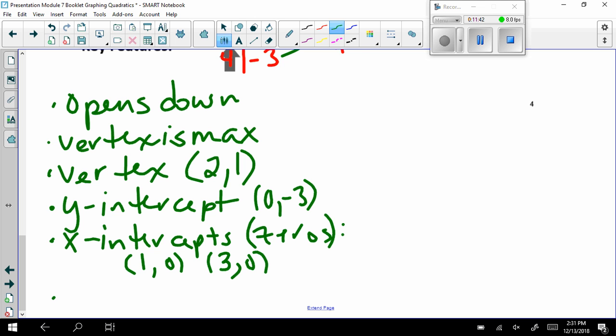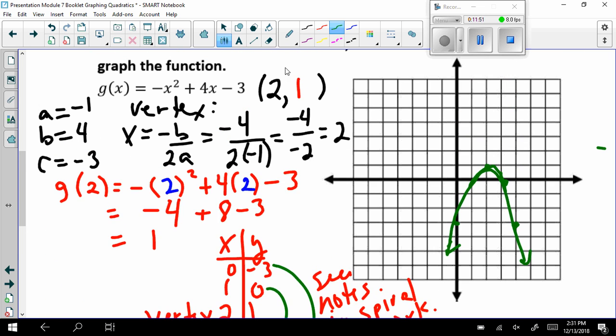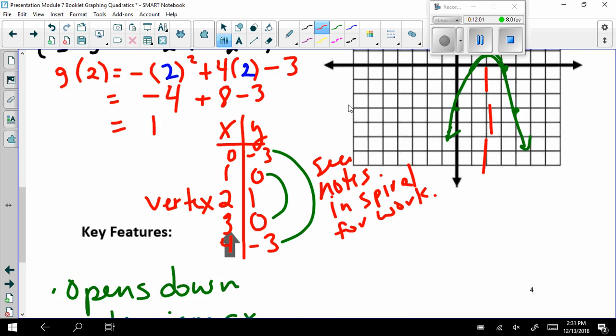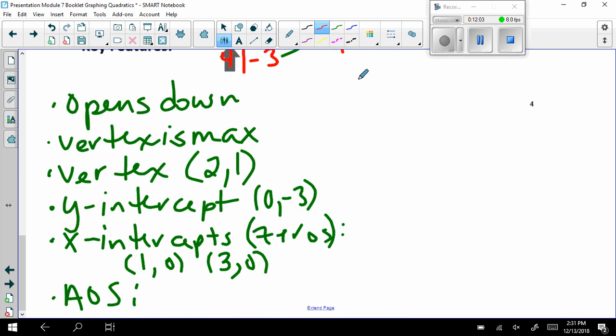And then axis of symmetry. I'm going to abbreviate that as AOS. Remember, your axis of symmetry is going to be the vertical line that goes through your vertex. That's at x equals 2. It's always going to be x equals and the x coordinate of your vertex. You need the whole thing. If you just say 2, it's wrong. You need the x equals because that's what makes it an equation of a line.